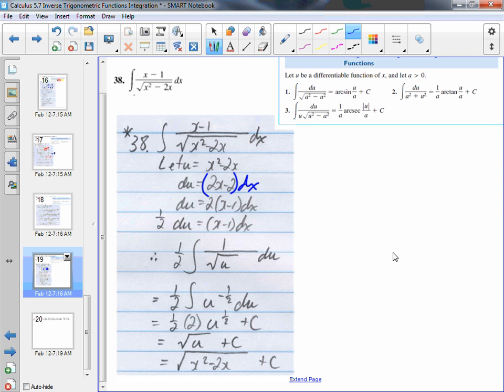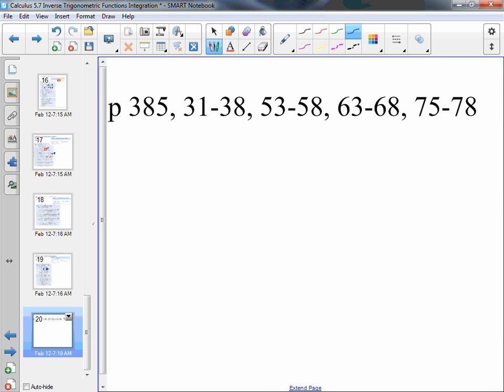All right. Page 385, 31 through 38, 53 through 58, 63 through 68, 75 through 78. I should have had 80 something through 88, but I didn't.